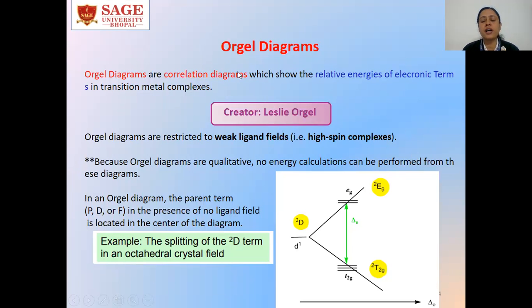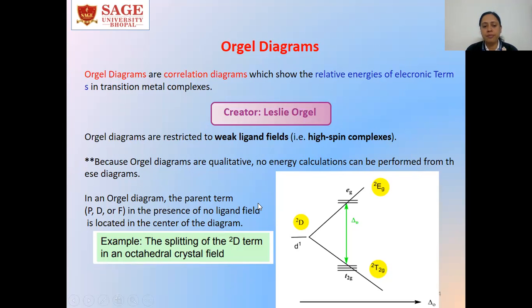So Orgel diagrams are basically correlation diagrams, which show the relative energies of the electronic terms in transition metal complexes. The creator is Leslie Orgel. Orgel diagrams are restricted to weak field ligands, that is, high spin complexes. Because Orgel diagrams are qualitative, no energy calculations can be performed from these diagrams.